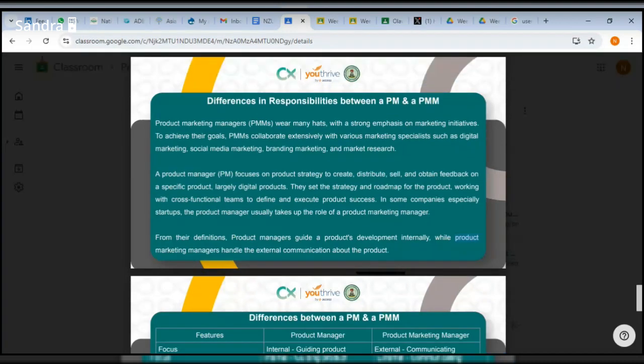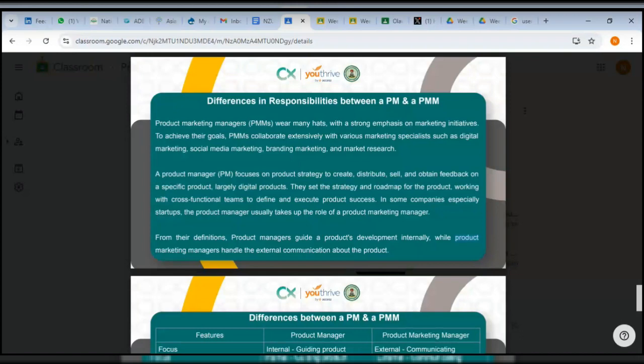Differences in responsibilities between a product manager and a product marketing manager. A product marketing manager wears many hats with a strong emphasis on marketing initiatives. They have a lot of things that they have to achieve or get done, but at the core of their responsibility is marketing.